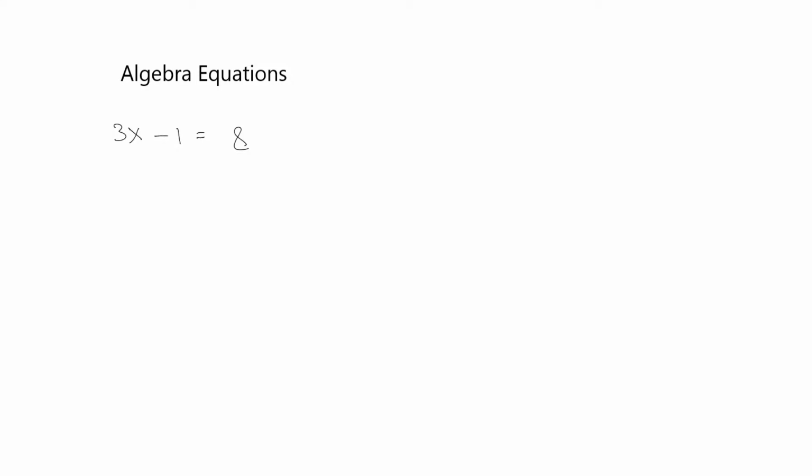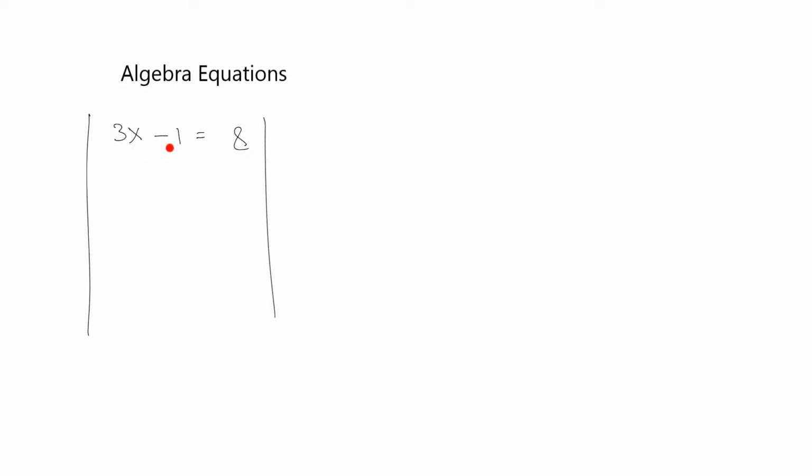To solve this equation, we want to move all the things that have an x in them on one side, and all the things that don't have an x on the other side. So first of all, I need to draw my two lines, because this is an equation, so this side of the equation is equal to this side of the equation. So if I add anything onto this side, I have to add the same thing onto this side.